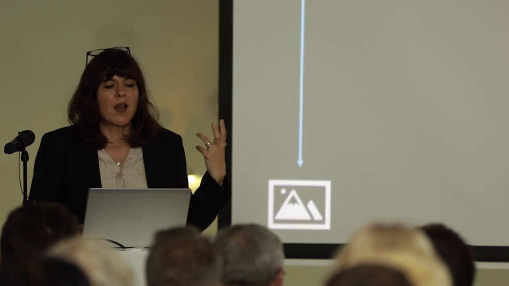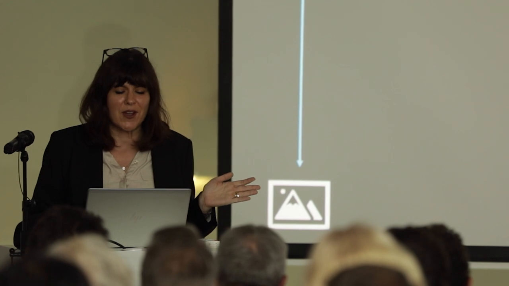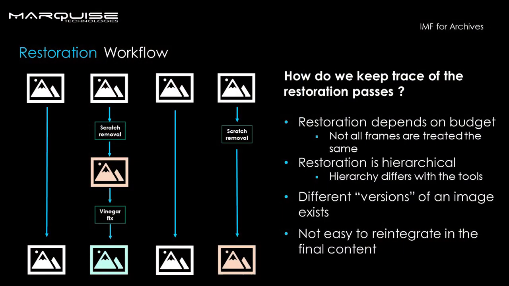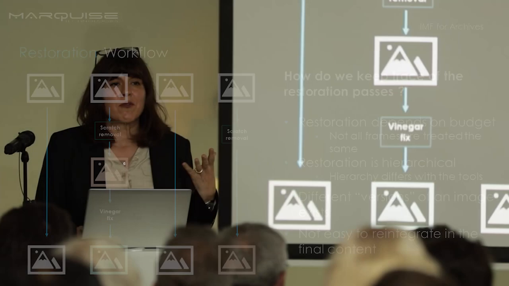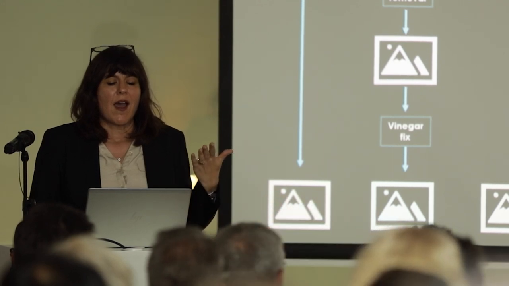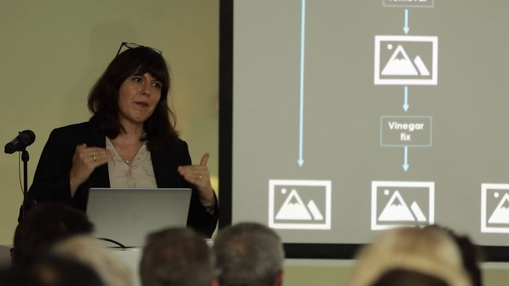Another type of workflow: restoration. The first thing is, how do you keep track of the restoration passes? The restoration decision is up to the content owner, it's also about budgets, and probably not all frames are treated the same. You can say, okay, this part just a single pass, and I take maybe this shot for heavy restoration because there's some defect. But whatever the pass you decide for your shots, there is a hierarchy when you do that. And this hierarchy comes from the restoration software that you use. So virtually each restoration pass you do in your software creates a new version of your content at a new stage. And it's not easy to follow all those variations in time.